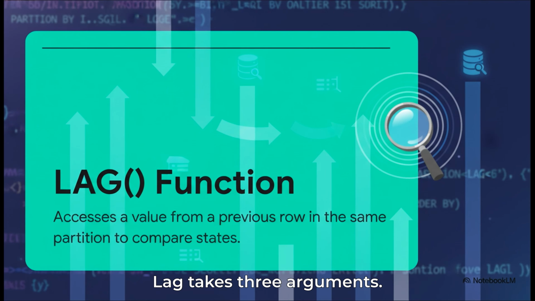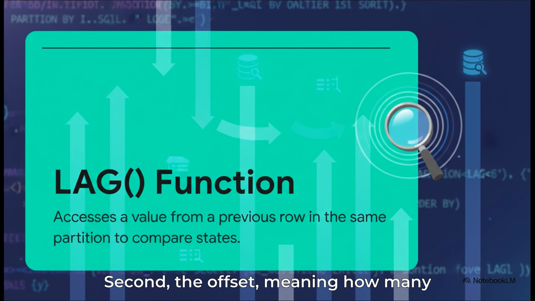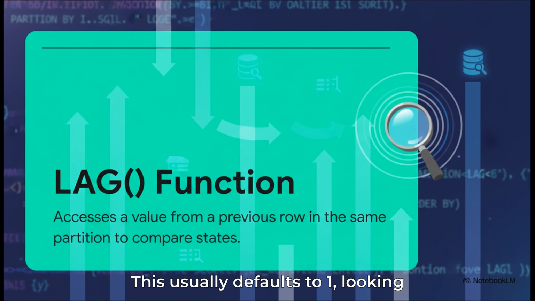Lag takes 3 arguments. First, the column you actually want to peek at. Second, the offset, meaning how many rows back you want to look. This usually defaults to 1, looking at the immediately preceding row. And third, there's an optional default value to return if there is no previous row, like when you're at the very beginning of a user's history.